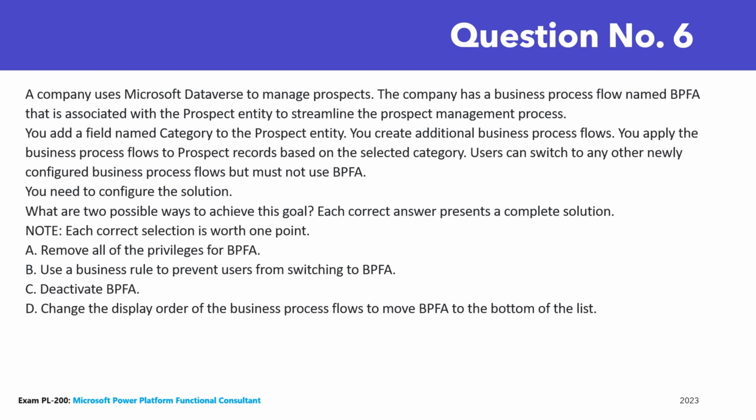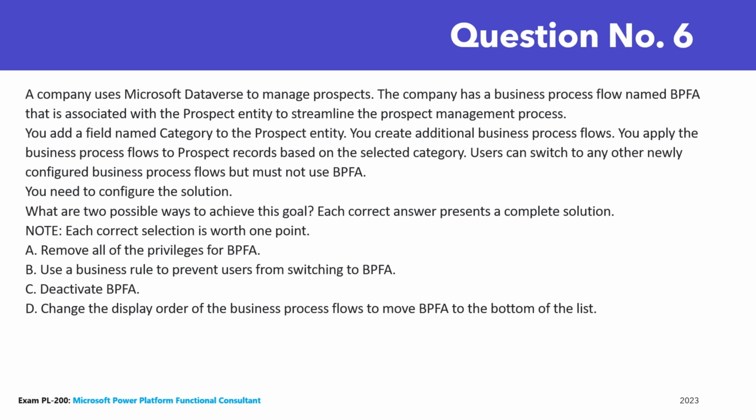A company uses Microsoft Dataverse to manage prospects. The company has a business process flow named BPFA that is associated with the prospect entity to streamline the prospect management process. You add a field named category to the prospect entity. You create additional business process flows. You apply the business process flows to prospect records based on the selected category. Users can switch to any other newly configured business process flows, but must not use BPFA. You need to configure the solution.